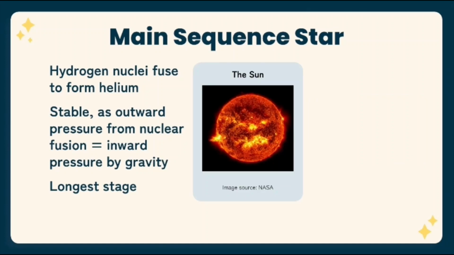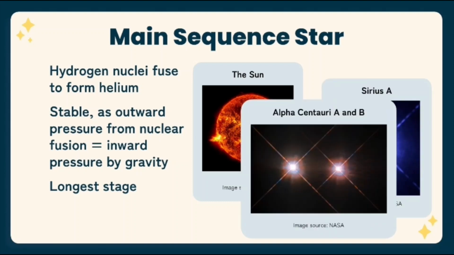At this point in time, the star is in equilibrium and it's said to be stable. This is because the outwards pressure caused by the energy that's being released from nuclear fusion is perfectly balanced out by the inwards pressure caused by gravity. So this allows the star to be stable and it can last in this stage for billions of years. Current examples include our sun, Sirius, Alpha Centauri A, and Alpha Centauri B.